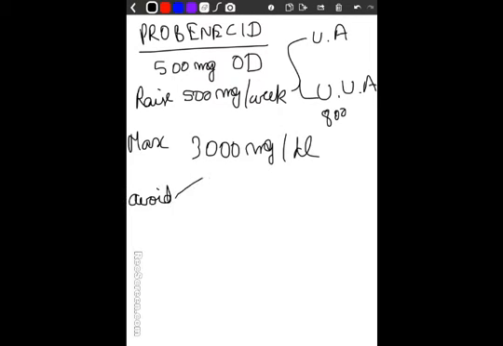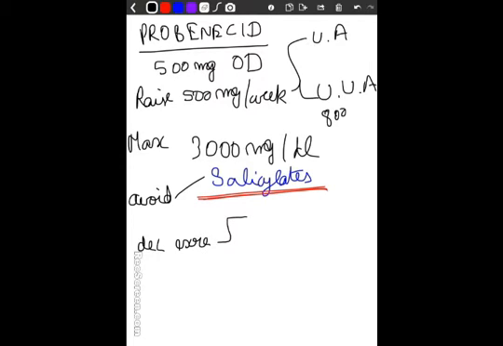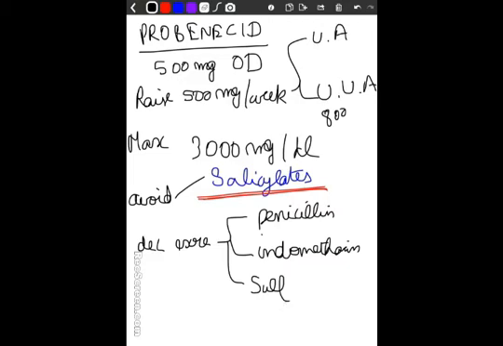While giving probenecid you have to advise the patient to avoid salicylates. So in patients having gout, aspirin is a big no. Then probenecid also decreases excretion of certain drugs like penicillin, indomethacin and sulfonylureas.